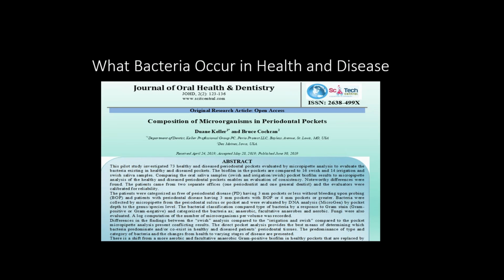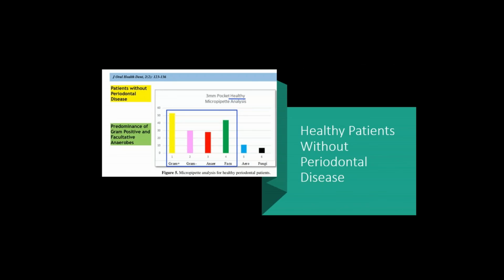I work with Dr. Bruce Cochran from Iowa, and Bruce is just a superb periodontist. Actually, I think he's a prosthodontic periodontist. He's one of those odd ducks that like to go to school a lot. What we found in his patients, healthy patients had certain characteristics. Gram-positive bacteria, now this is a 3 millimeter healthy patient. They didn't have any pockets in the mouth beyond 3 millimeters, but this is what we found in this 3 millimeter pocket. Gram-positive bacteria were greater than gram-negative, and facultative anaerobes and aerobic bacteria were greater than anaerobes.